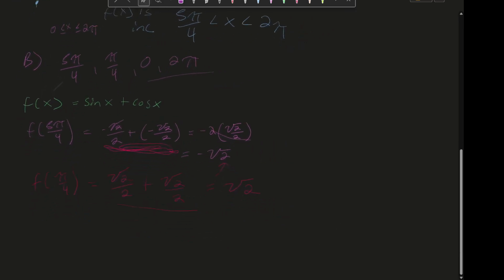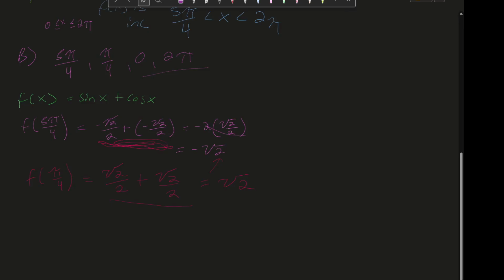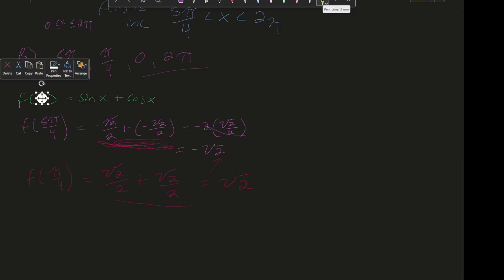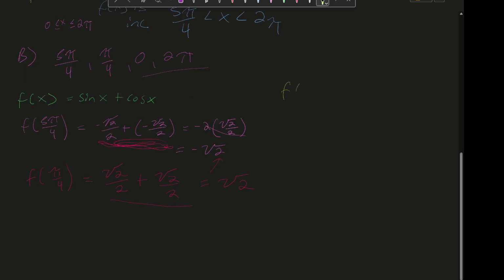And those were our points of interest. Now we're going to test the endpoints, make sure that we're not missing anything. So f of 0: sine of 0 is going to be 0, plus cosine of 0 is 1, so you're just left with 1 there.